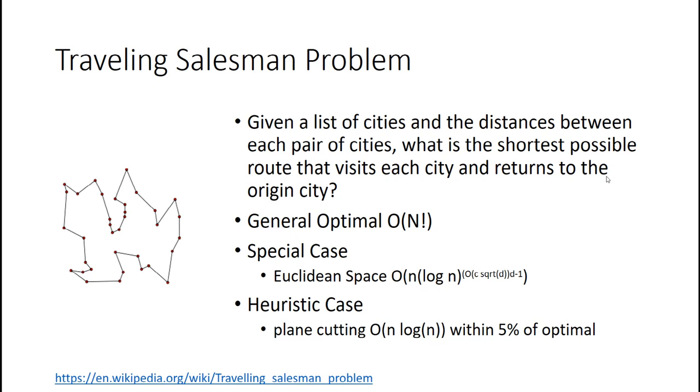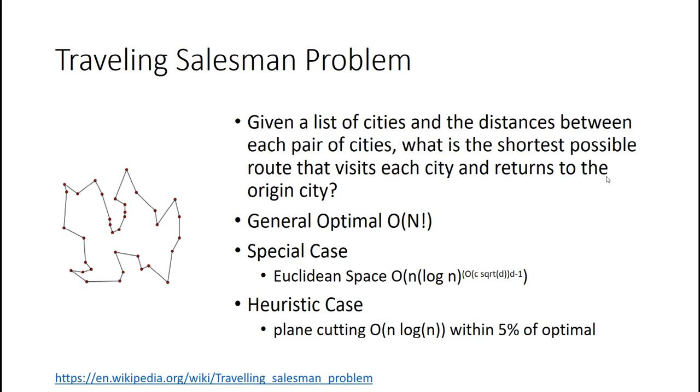Now, most of us, the reality we know is all Euclidean space. You might say, oh yeah, so it's not really so hard. Yes, but you'll notice that even for Euclidean space, that's a fairly gnarly looking big O there, right? n times log n raised to the big O of a constant times the square root of d raised to the power of d minus 1. You can look up what that is, but it goes up really quite quickly. This is not a constant thing by any means.